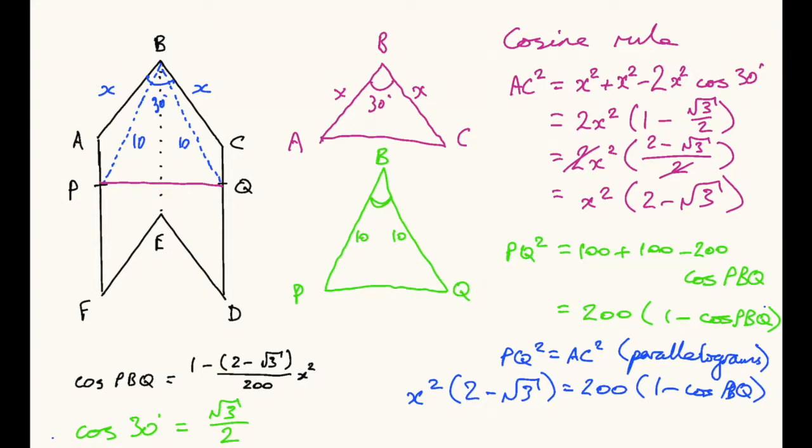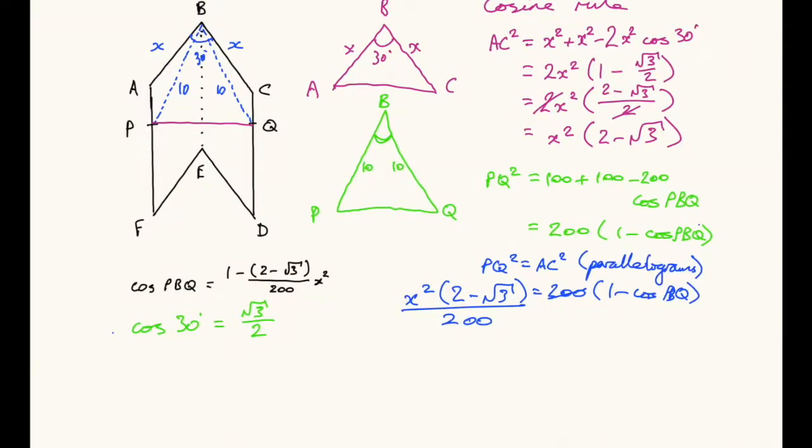And then this can be rearranged. I'm going to divide both sides by 200. And we're very, very close to the answer there. If I add cos PBQ to both sides, I'm going to have cos PBQ over here equals 1 minus, just swap those round, x squared over 200 times 2 minus root 3.